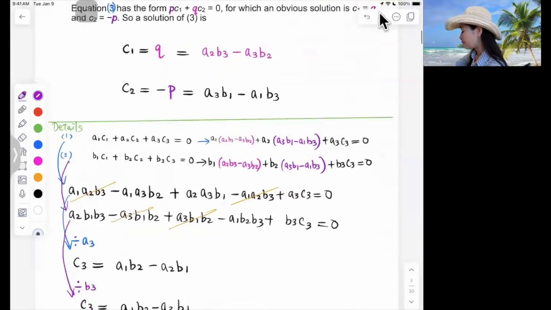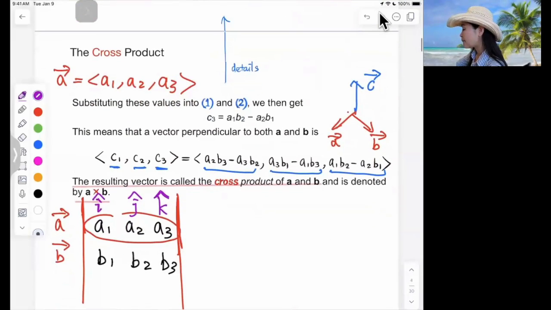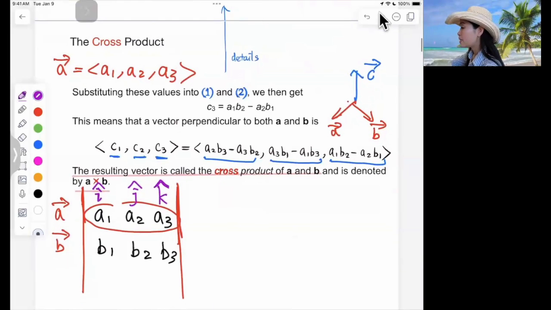And I came up with this. C1 is this, C2 is this, C3 is this. Well, that will be this way. It looks very complicated to remember, but now the determinant of a 3 by 3 matrix is going to help you to remember this.